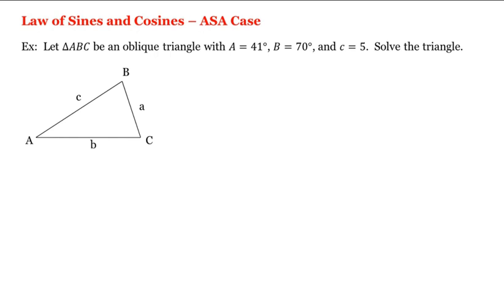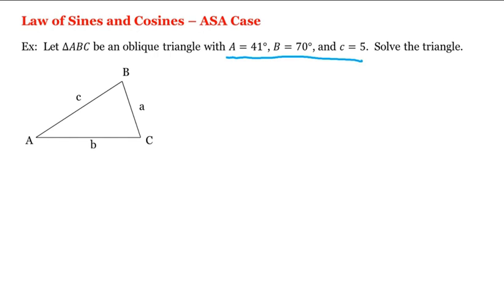Now, an oblique triangle is one that is not a right triangle, and we use the law of sines and the law of cosines to solve oblique triangles, or to find all the missing angles and sides. However, we must be given 3 of the 6 parts of the triangle with at least one side given, which we are here, so we can solve this triangle.